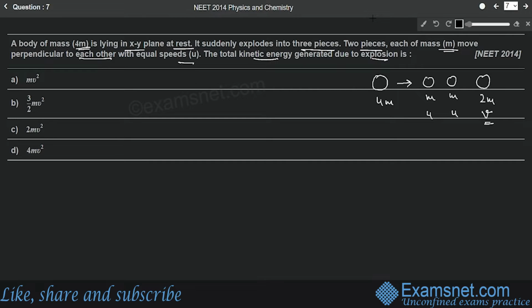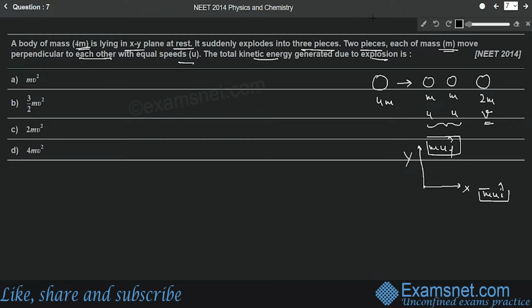Okay, now it is also given that the first 2 pieces, each of the same mass m, are moving perpendicular to each other. So if one of them is moving along the x-axis, then the other must be moving along the y-axis. So what will be the momentum of the first piece that is moving along the x-axis? It will be mu i cap. Similarly, the momentum of the second piece that is moving along the y-axis will be mu j cap.